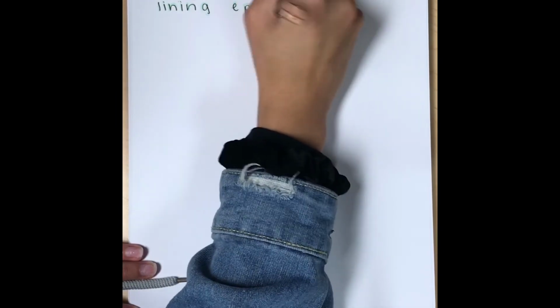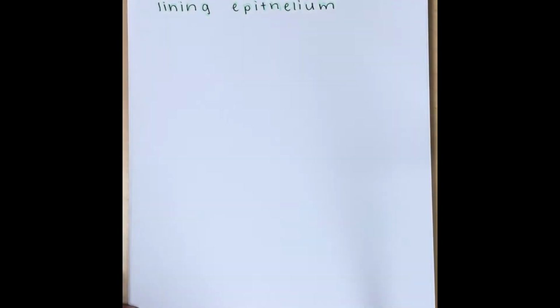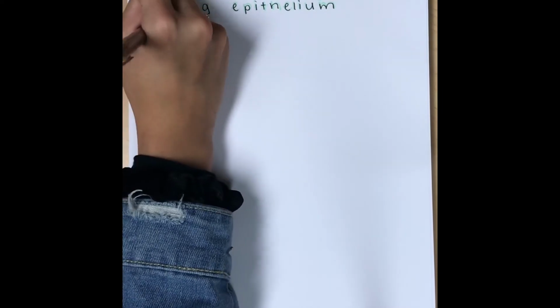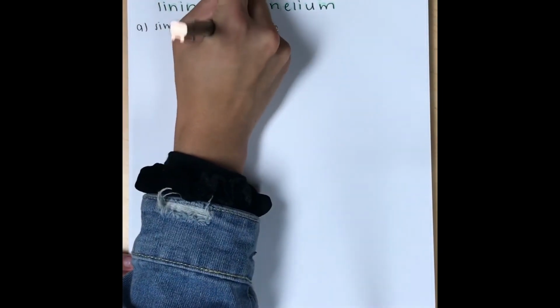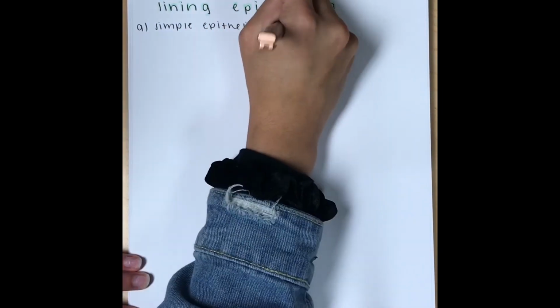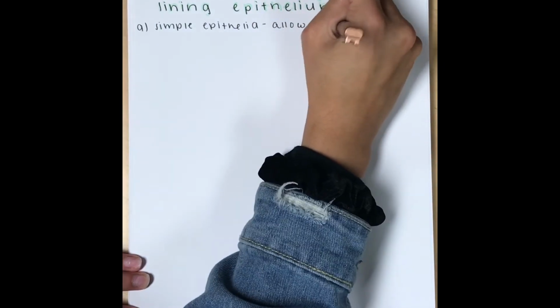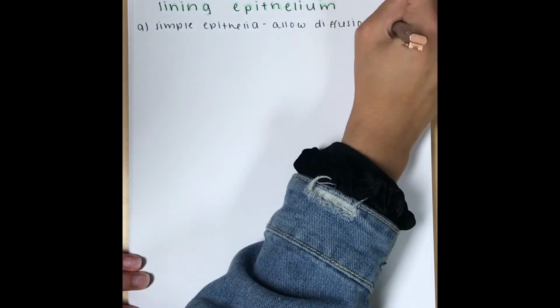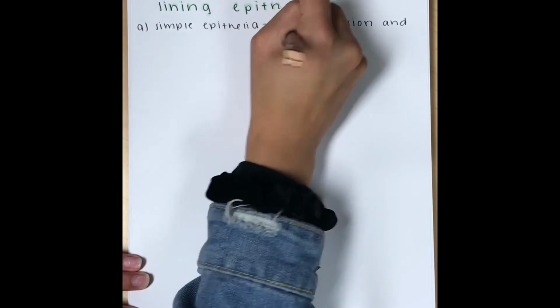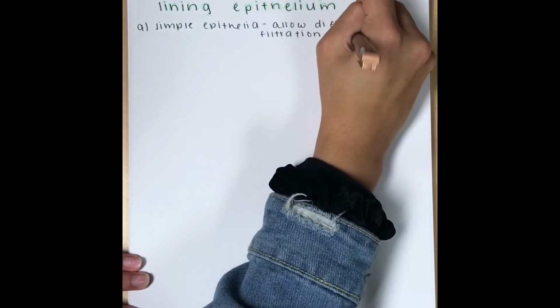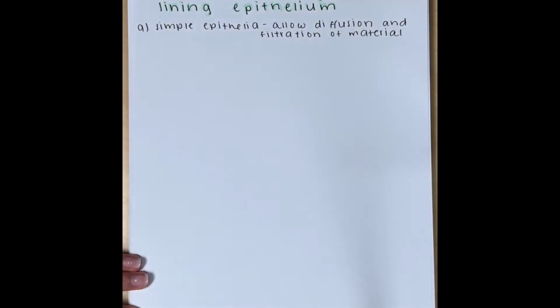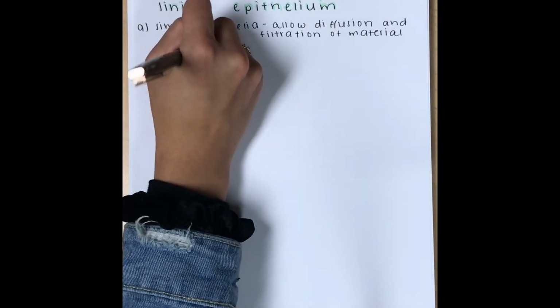We're now going to go over the classes of covering and lining epithelium. To start off is simple epithelia. It allows diffusion and filtration of material. Because they consist of a single layer and are usually very thin, protection is not one of their specialties.